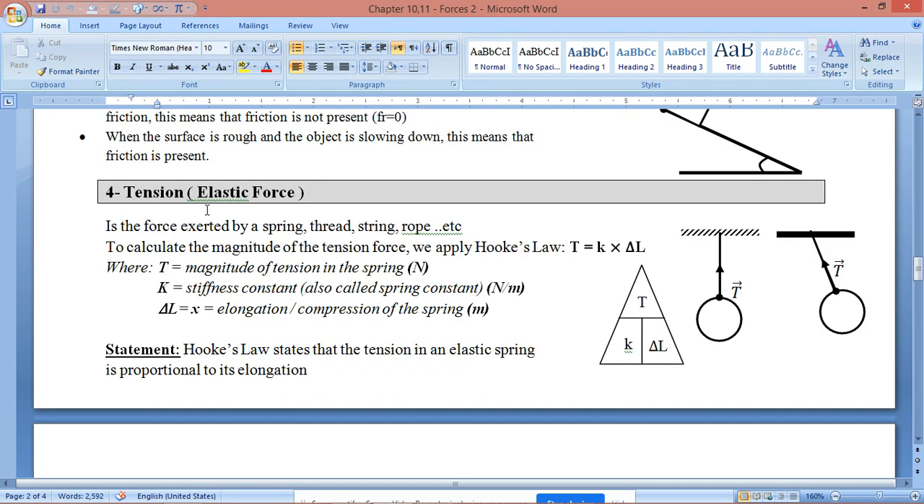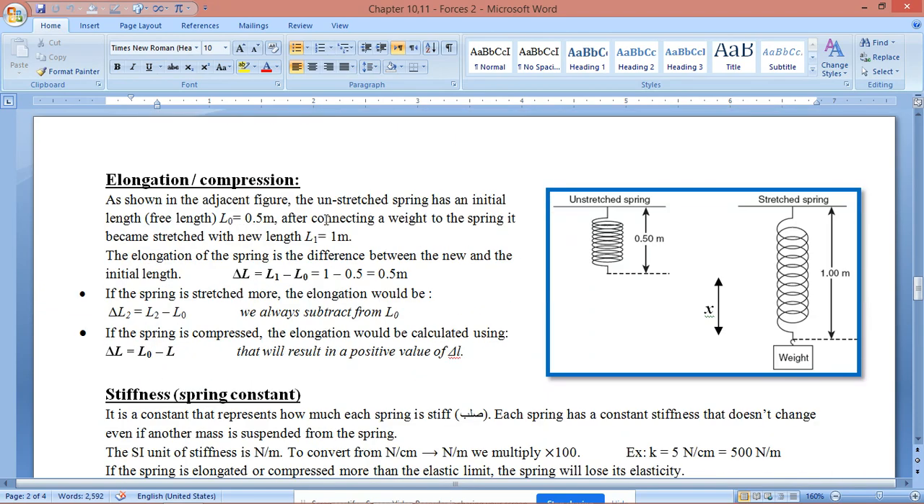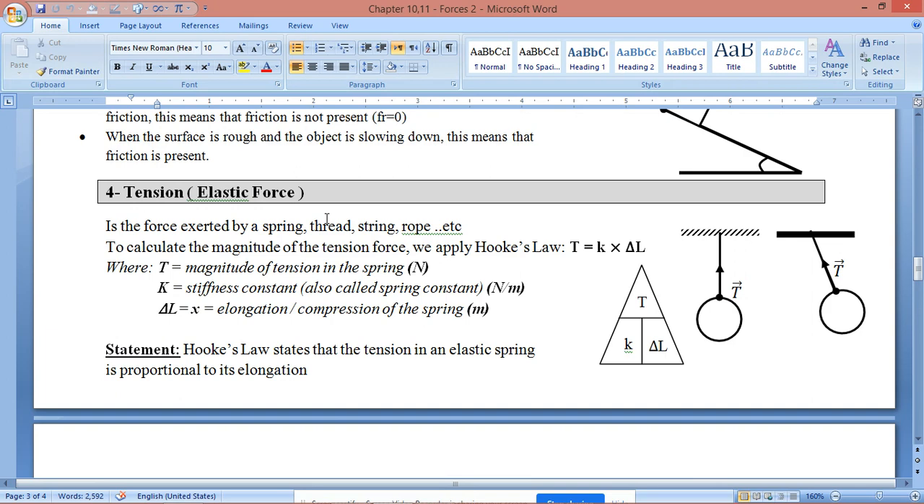The tension, which is the elastic force. Now, I'll talk in details in a minute about this tension force. Okay. Tension force, we can calculate the magnitude of the tension force using this formula.